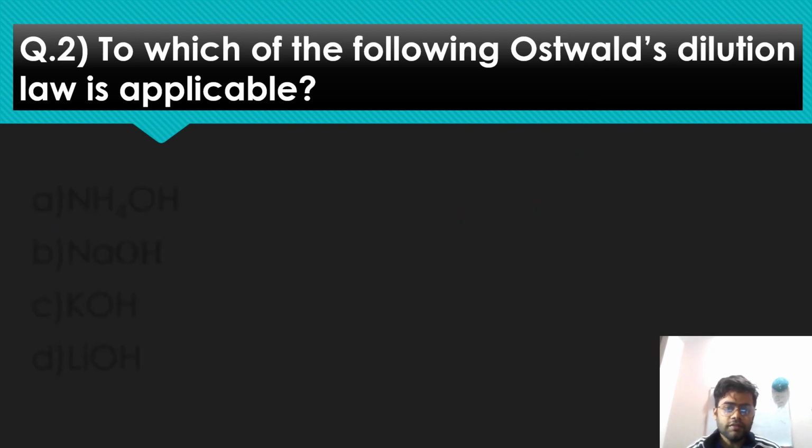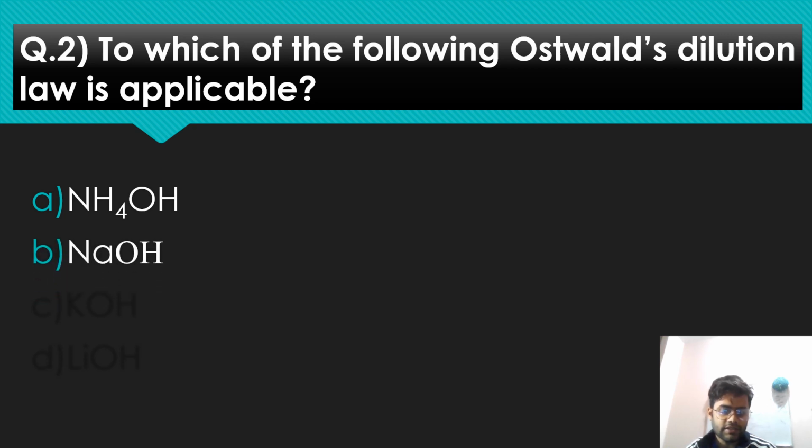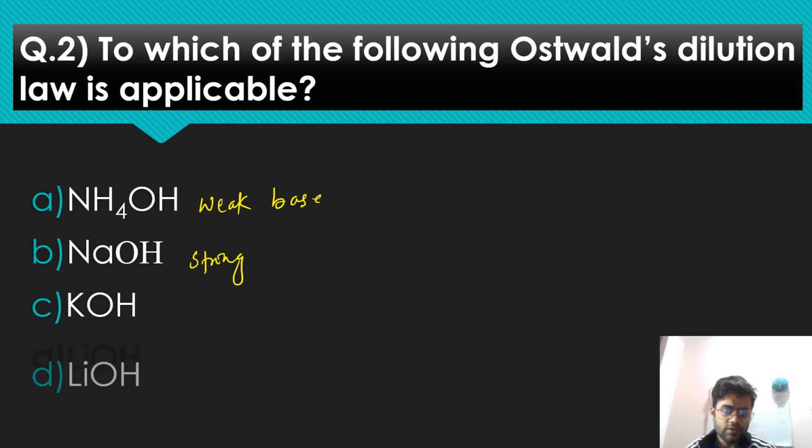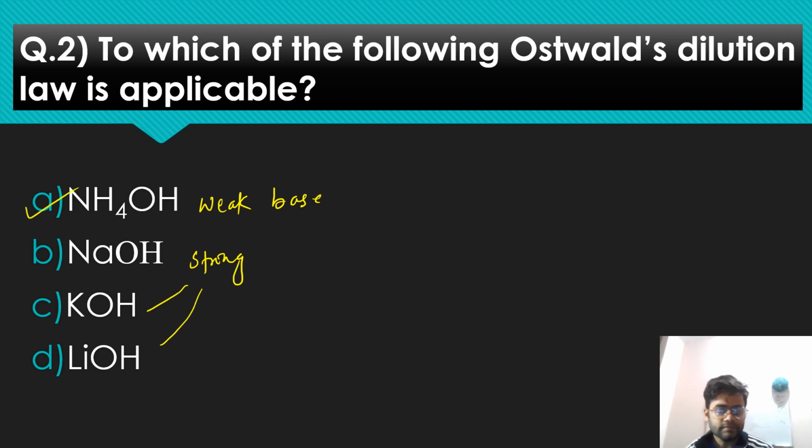Question number 2. To which of the following is Ostwald dilution law applicable? Similar question. NH4OH is a base, ammonium hydroxide. NaOH is also a base, it is a strong base. We know that NH4OH is a weak base. This one is strong, this one is also strong, and lithium hydroxide is also a strong base. So strong bases act as strong electrolytes and weak bases act as weak electrolytes. So the right answer is NH4OH.